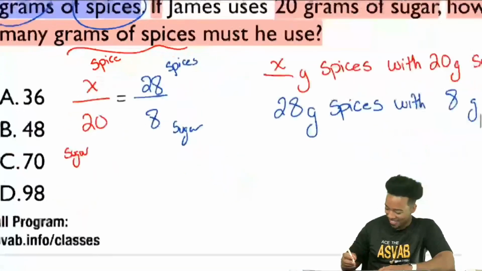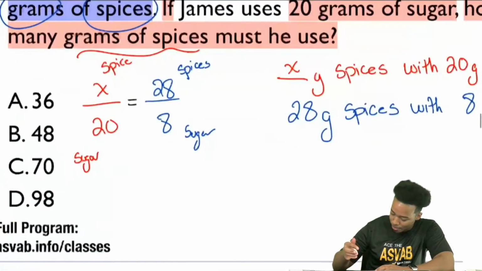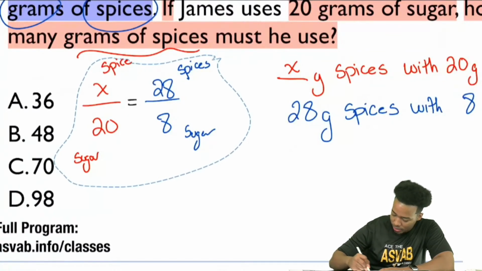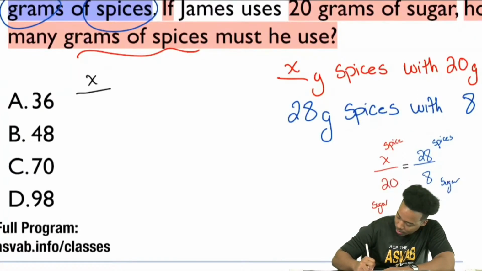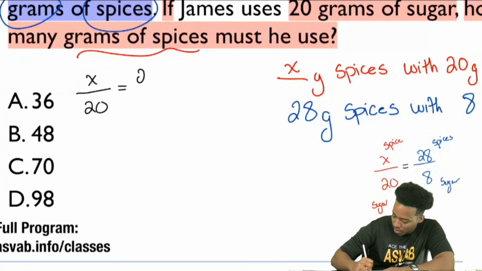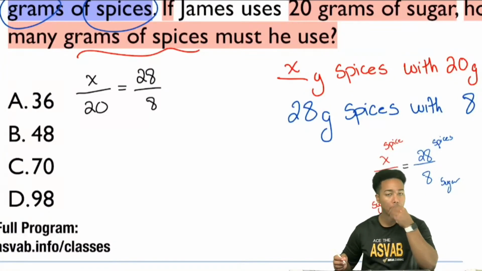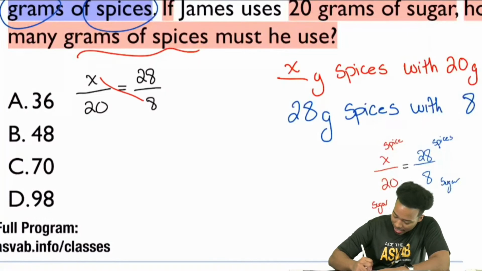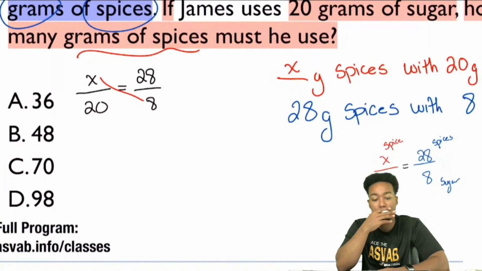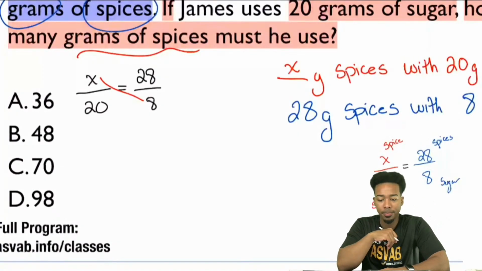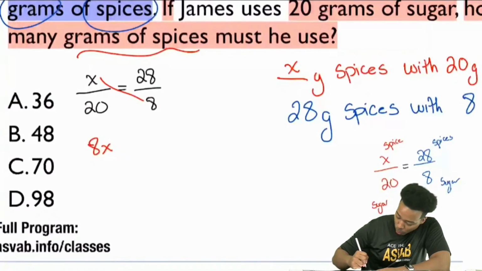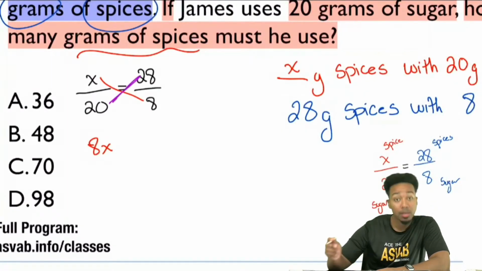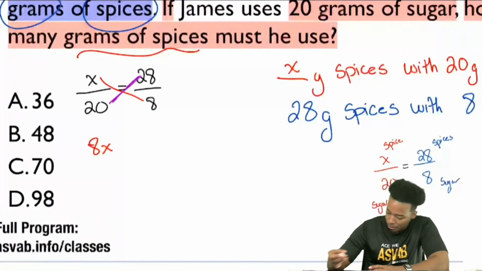So here we go. Actually, I'll feel a lot better if I move this over here and rewrite it in black. X over 20, same thing here, 28 over 8. So let's cross multiply. What we have is X times 8. Everybody, X times 8 is going to be what? 8X, perfect. And then let's see what we got here. 20 times 28. Might be big for some of us.